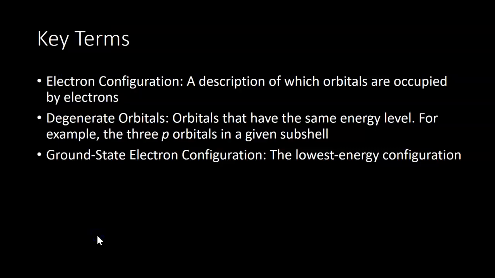Okay, so just some key terms that we need to make sure we have the formal definition for. Electron configuration is a description of which orbitals are occupied by which electrons. The word degenerate, or degenerate orbitals, refers to orbitals that have the same energy level, for example, the 3 p orbitals in a given subshell. So the p orbitals are in a subshell, there are 3 of them, and they have the same energy, and therefore they're degenerate. Ground state electron configuration is your lowest energy configuration. This is where your electrons are occupying the lowest available energy levels of the atom.